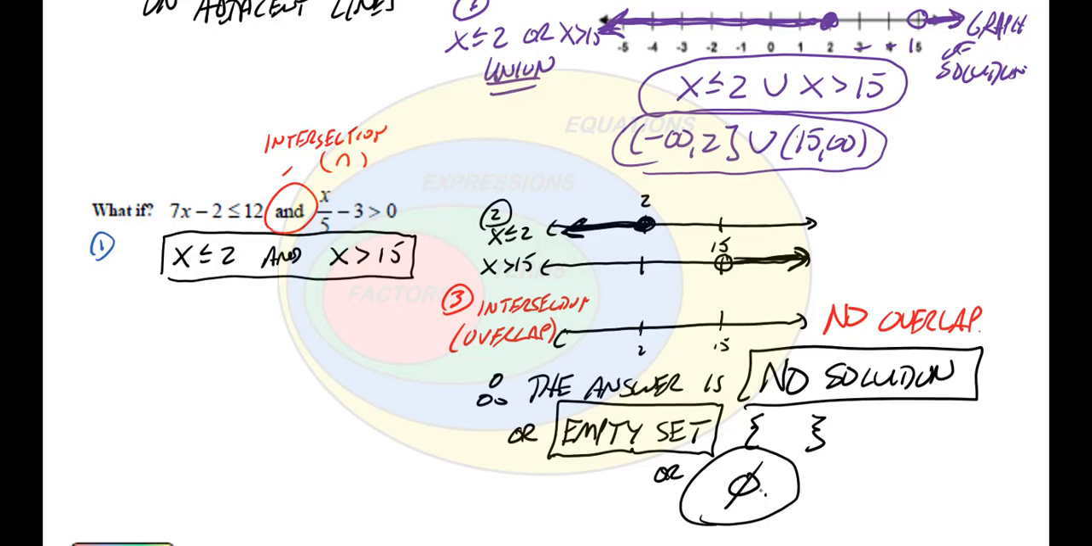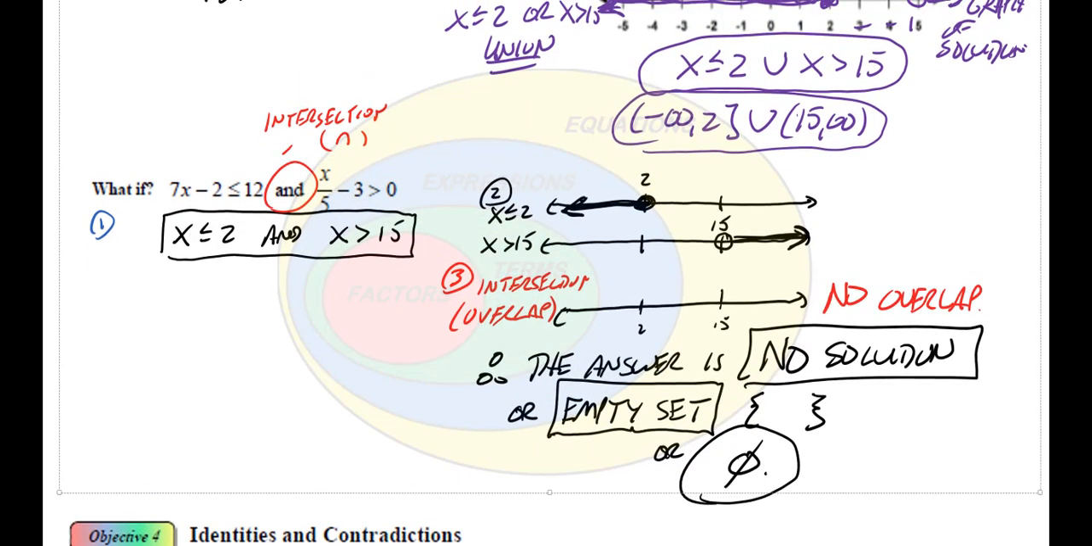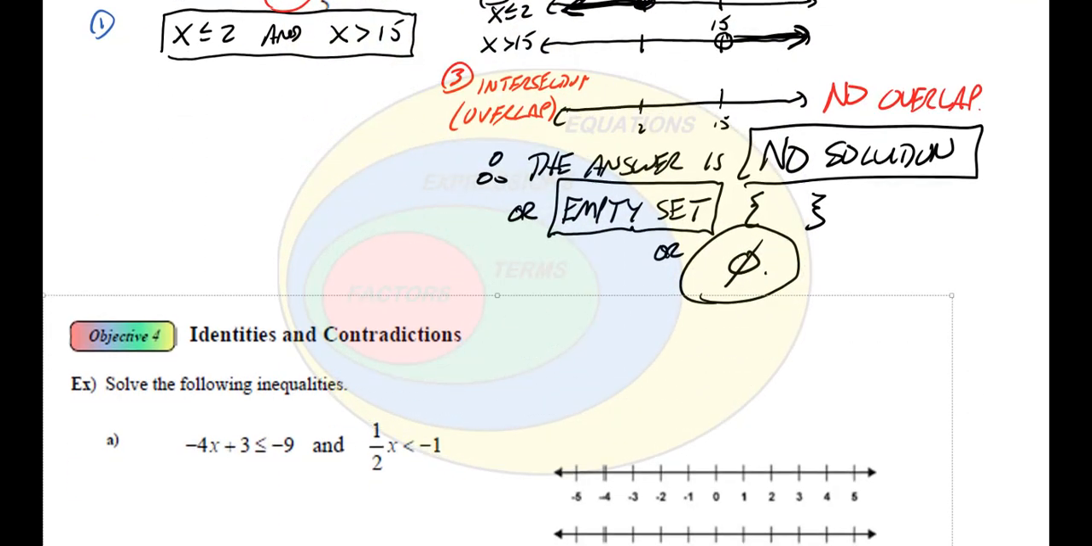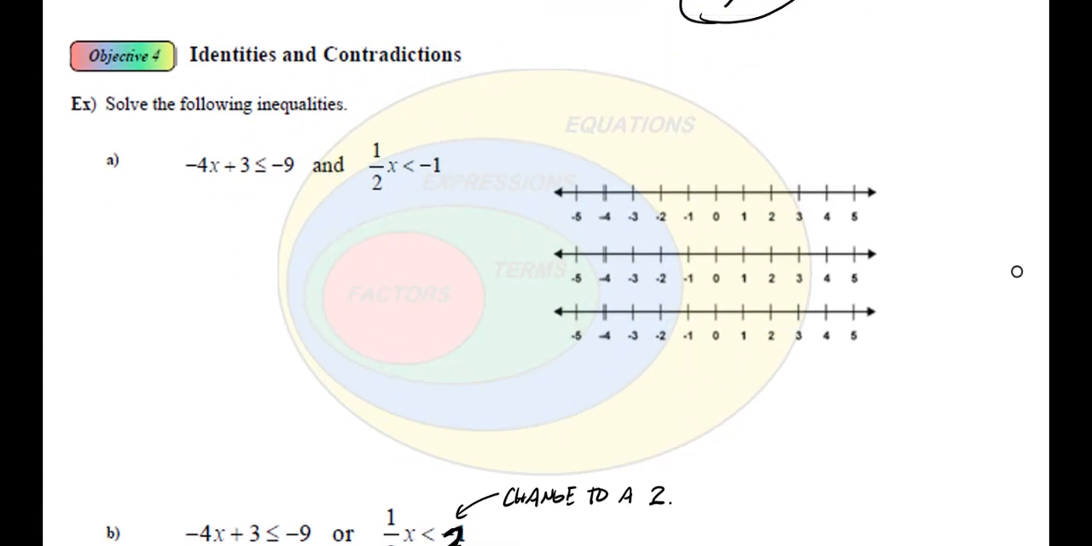But this brings us to identities and contradictions. When we get something that's no solution, it usually comes from a contradiction of sorts. In this case, the contradiction is there are no elements in both of those inequalities. There's nothing overlapping. So if we were to solve types of questions like this, what are some things that would come up? Let's solve this inequality.